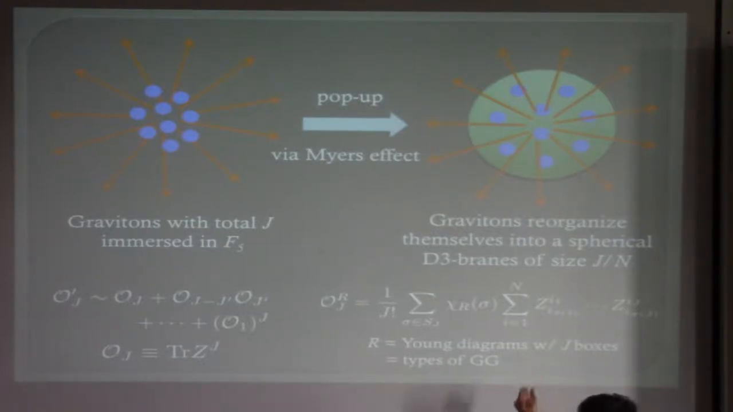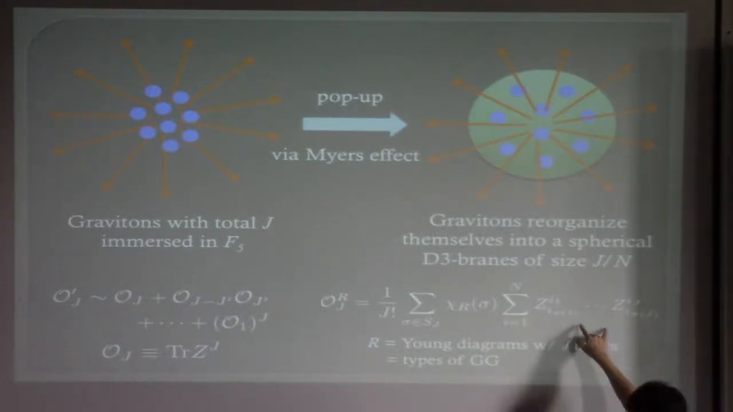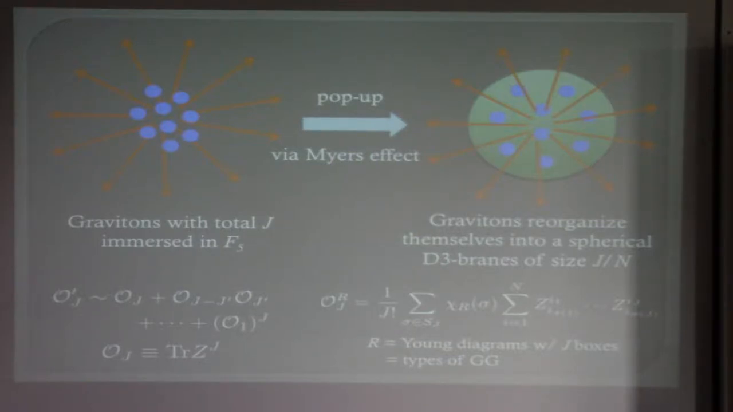And there's a nice way to reorganize this multi-trace operator, which is the Schur polynomial. I won't explain too many details of this, but it's a multi-trace operator of a particular kind, which gives you an orthogonal basis.